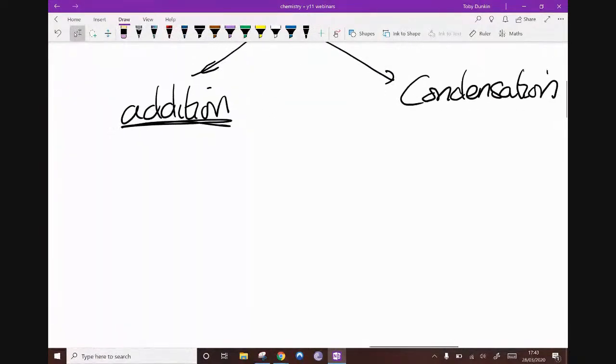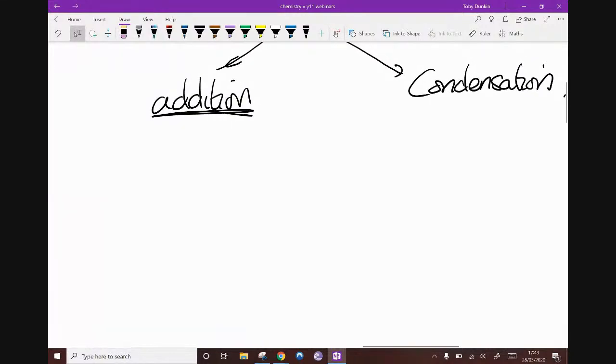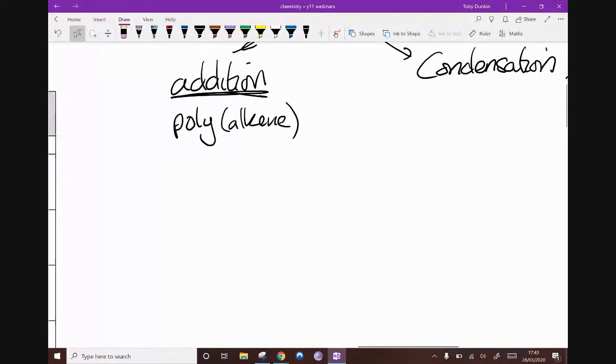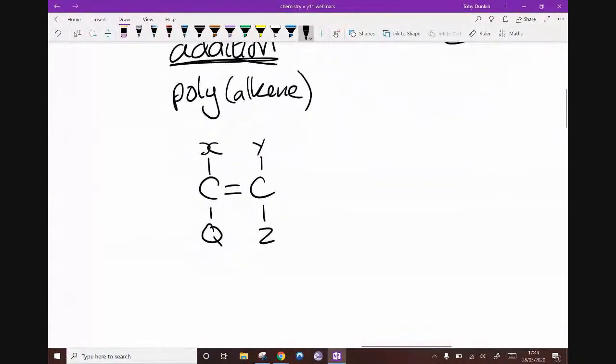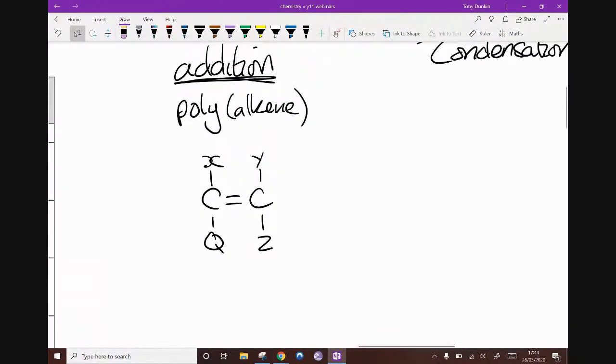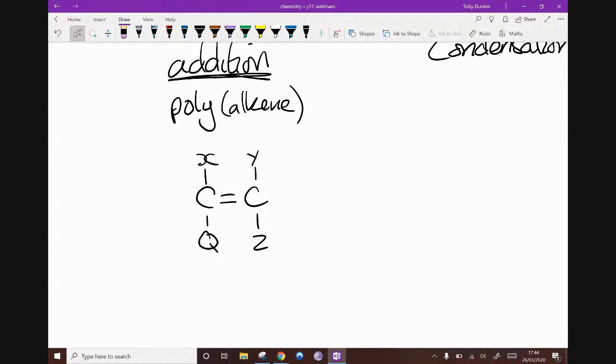We know that addition polymers are otherwise known as polyalkenes. I love that name. It literally tells you how to name it. So we can have any molecule with a double bond. I don't care what is attached to any of these. Anything could be attached. The reason being is when these polymerize, the double bond is going to break.